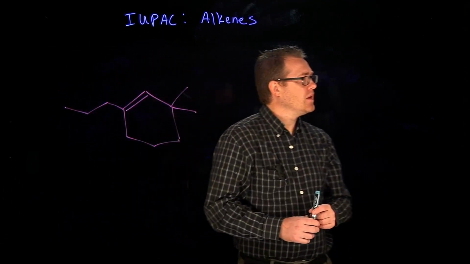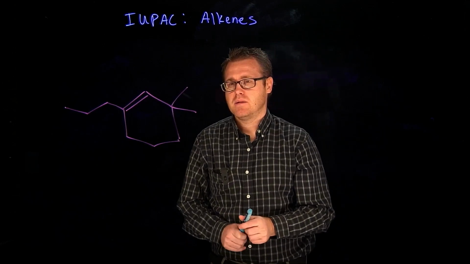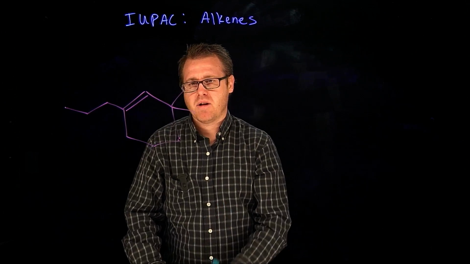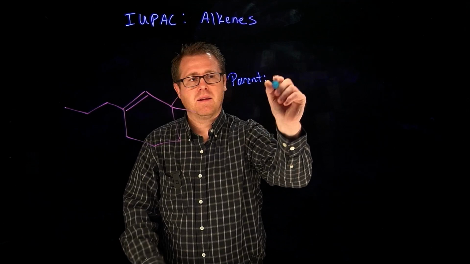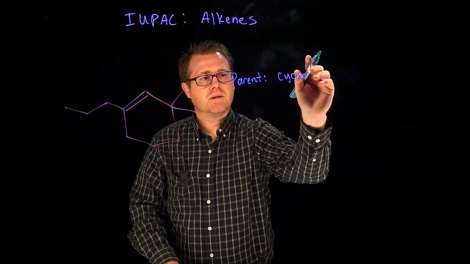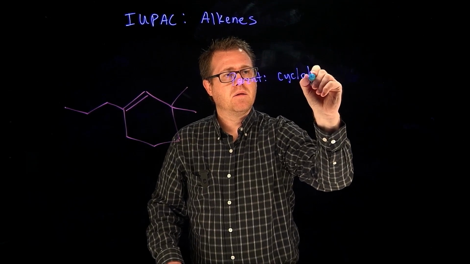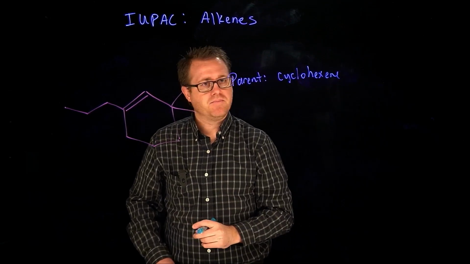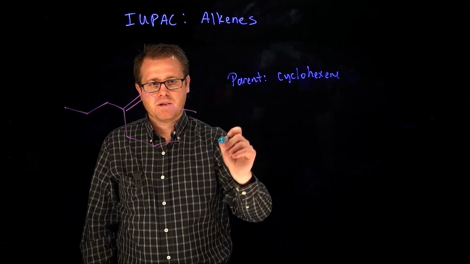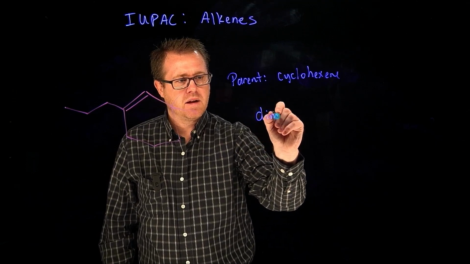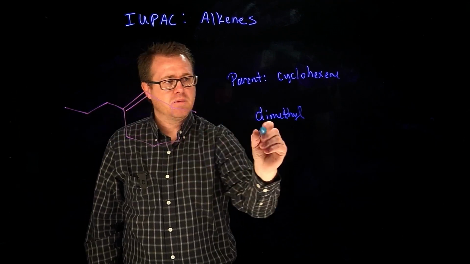Alkene here. It's not showing up the best, but you can still see it. It's not the brightest, my apologies. So the parent, that would be cyclohexene. That's the 6-membered ring. Now what are the substituents? We have dimethyls. And then we have 1, 2, 3, that's a propyl.